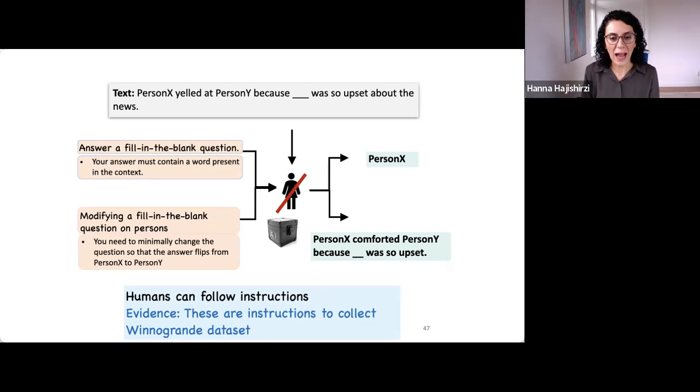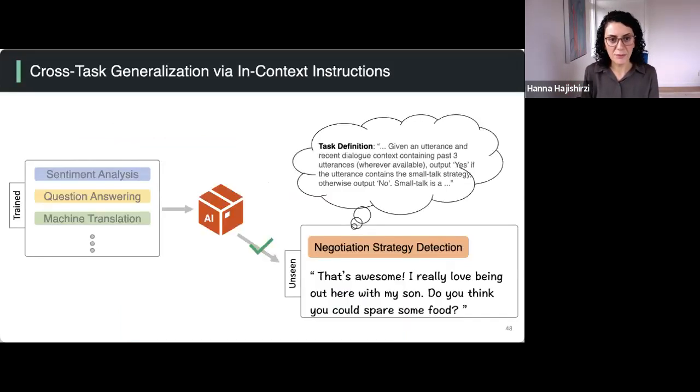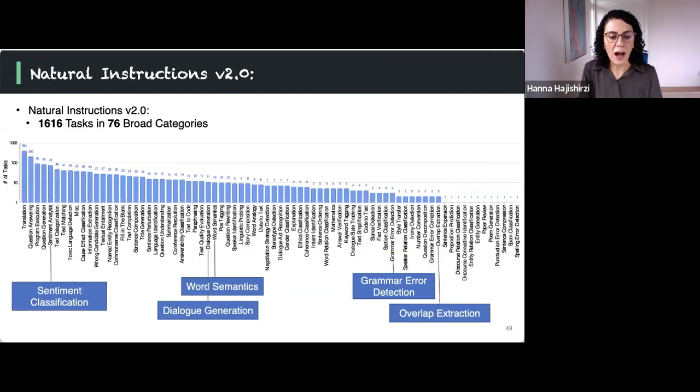Now, our question is, can we have AI algorithms do that? Basically, what we want is a model which is potentially trained on a large collection of NLP tasks. But now we want to have a task definition and also a few examples describing what the task is. Then we would like to build an AI model that takes the other tasks as input in the training stage, looks at the task definition, and then solves this new task. We constructed the natural instructions data set that consists of more than 1,600 tasks in NLP over 76 broad categories, such as sentiment classification, dialogue generation, grammar error detection, and so on.